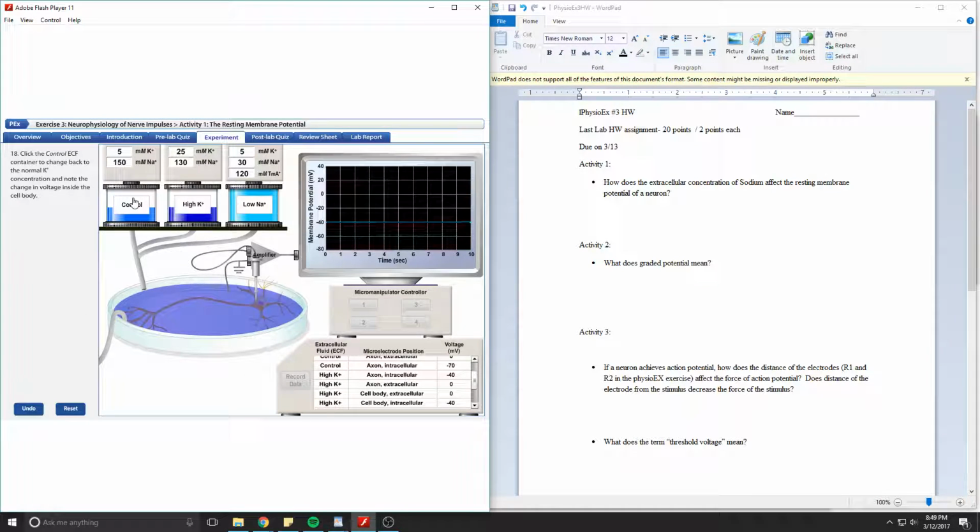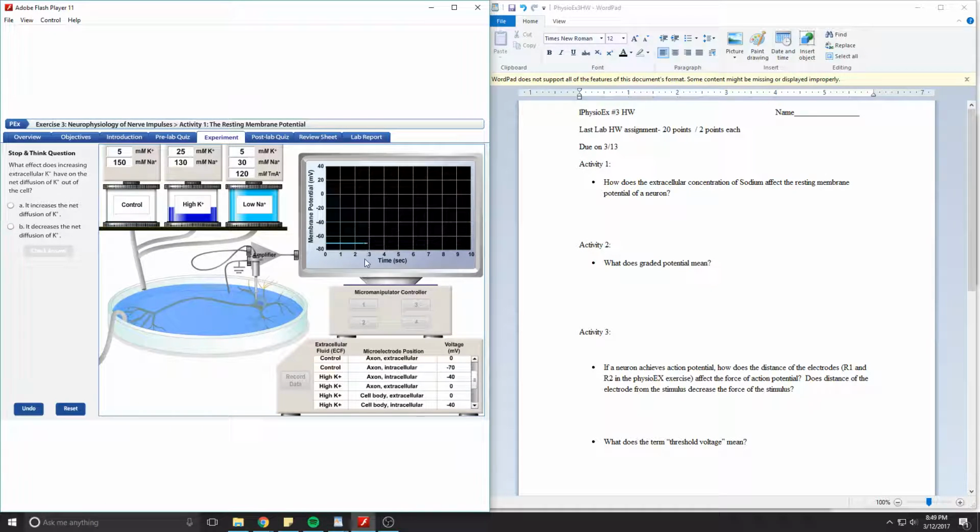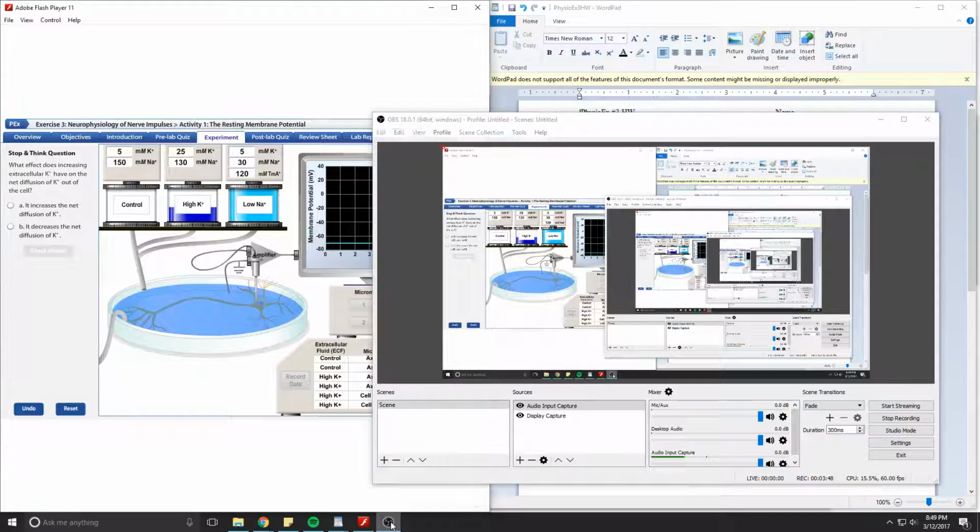Now we're going to go back to control for a second. We're just going to watch this right here and see what happens. And the voltage goes back down. What effect does increasing extracellular potassium have? I'm just going to check if I'm still recording. Yes, I am, thank God.